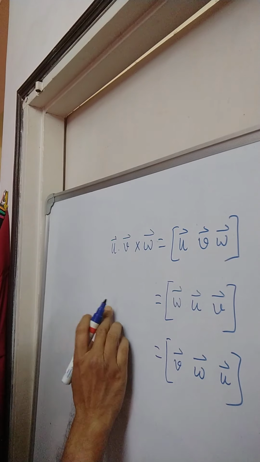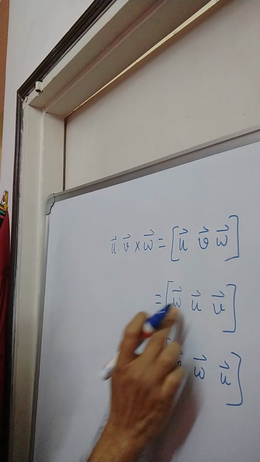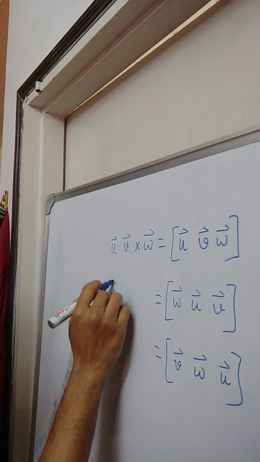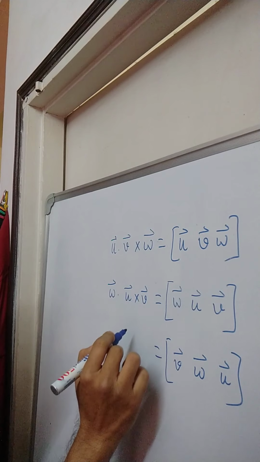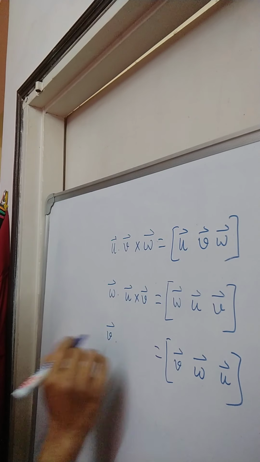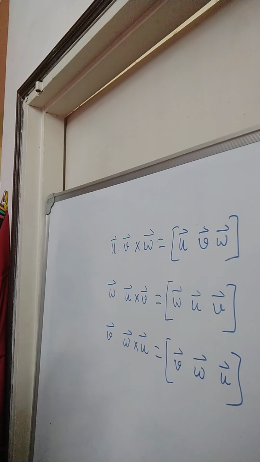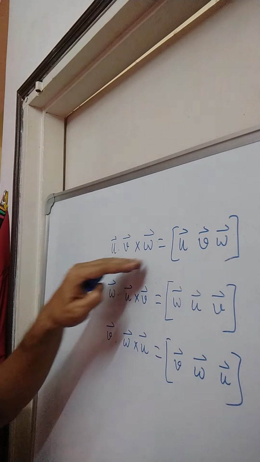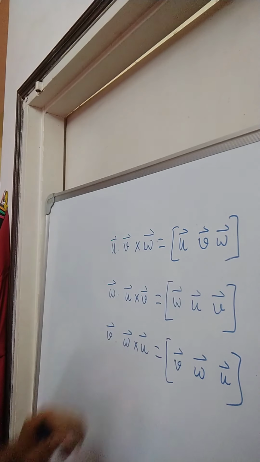Now, let us write according to this: U dot V cross W. According to this, what will it be? It will be W dot U cross V. And what is this? This is V dot W cross U. I claim that they are all equal. Why? Because this is the same as this matrix.